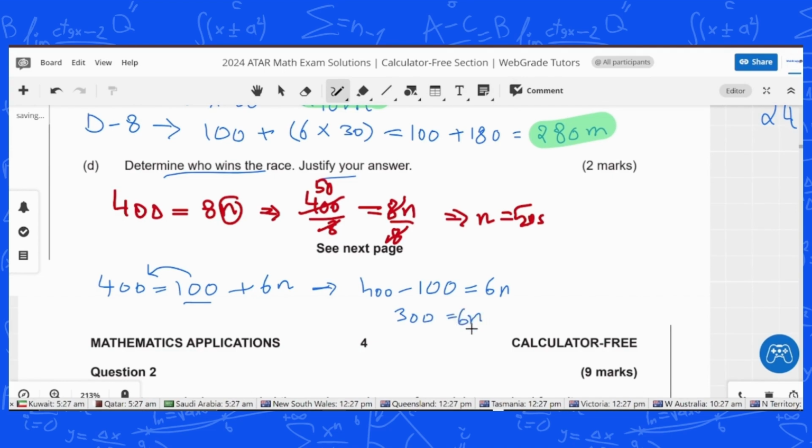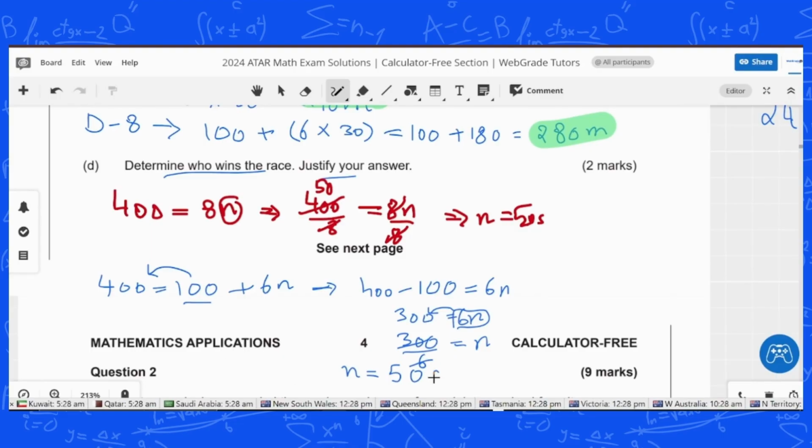Then 6 is multiplying by n here. After moving the 6 to the other side, it converts into division. So 300 divided by 6 equals n. When you divide, you check that 6 times 5 is 30 and the 0 stays. So the value of n is 50. This also means the year 8 student should finish in 50 seconds.